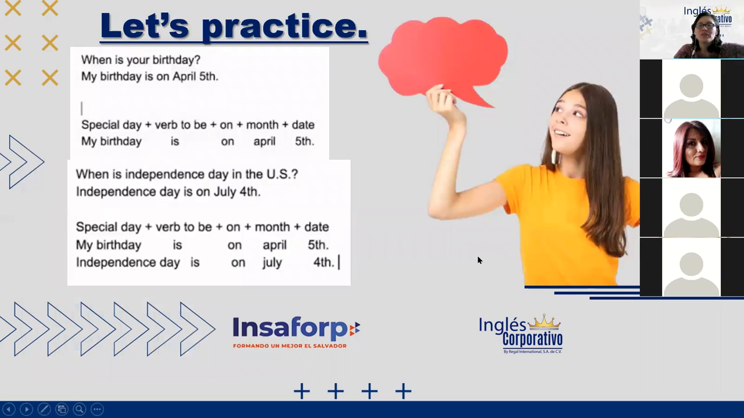Okay, so here we have a little bit more on birth dates and dates, right? And this information has been taken from the platform. Now, the question is, when is your birthday? My birthday is on April 5th.